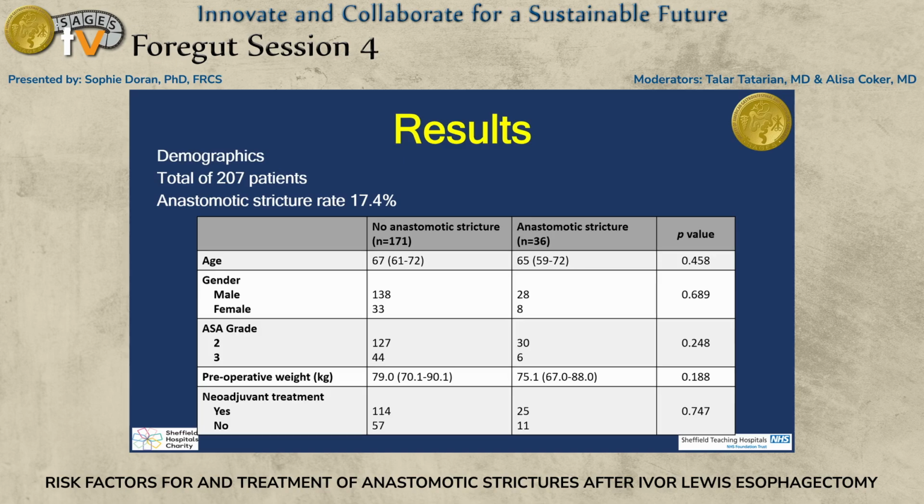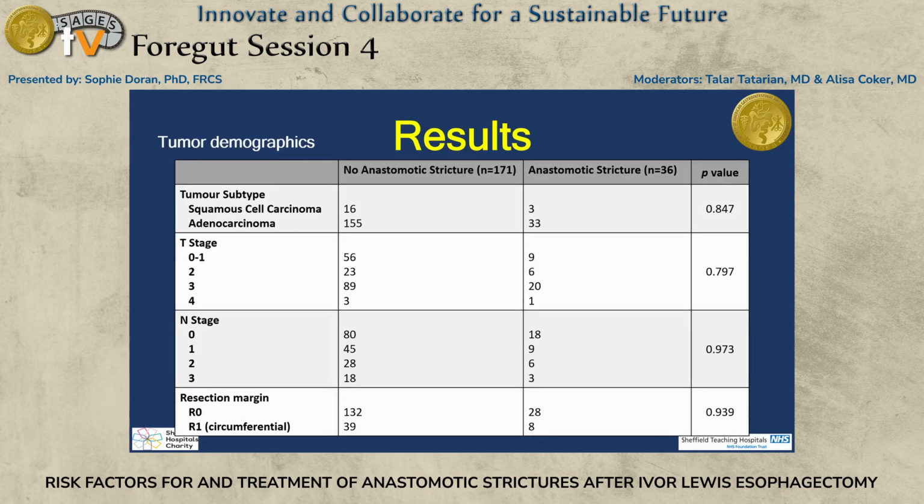There were 207 patients in our cohort, and the anastomotic stricture rate overall was 17.4%. Looking at the groups, so comparing the stricture group with the no stricture group, there was no difference in terms of the patient demographics, so age, gender, ASA grade, preoperative treatment, and their preoperative weight. There was also no difference between the 2 groups in terms of tumour demographics.